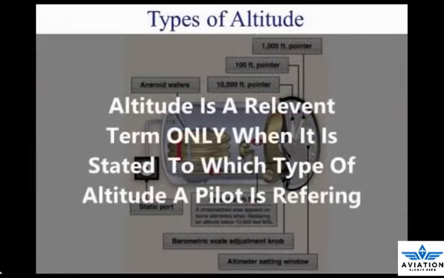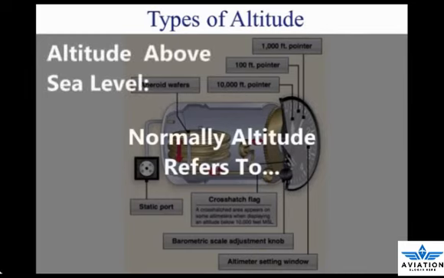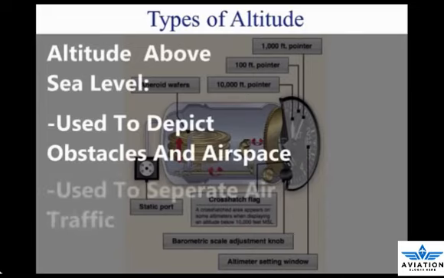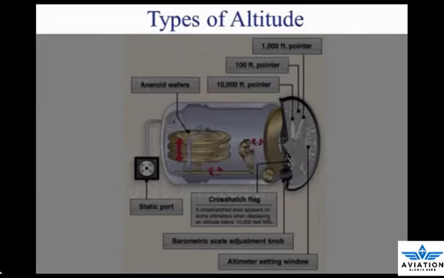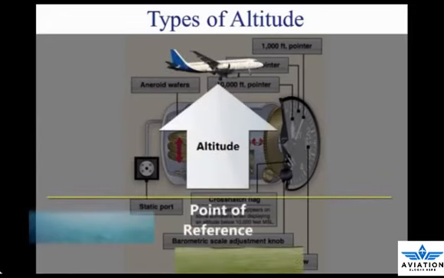Altitude in itself is a relevant term only when it is specifically stated to which type of altitude a pilot is referring. Normally, when the term altitude is used, it is referring to altitude above sea level, since this is the altitude which is used to depict obstacles and airspace, as well as to separate air traffic. Altitude is vertical distance above some point or level used as a reference. There are as many kinds of altitude as there are reference levels from which altitude is measured, and each may be used for specific reasons.